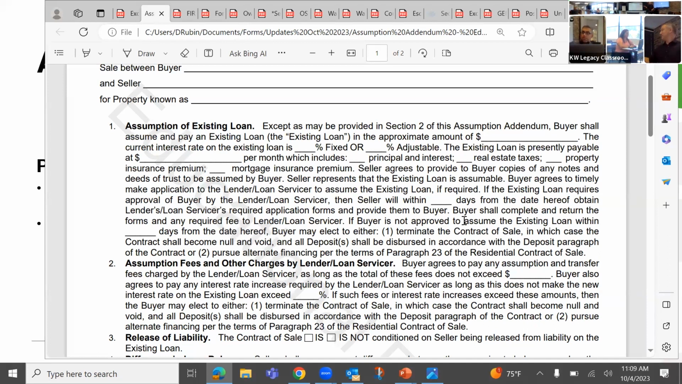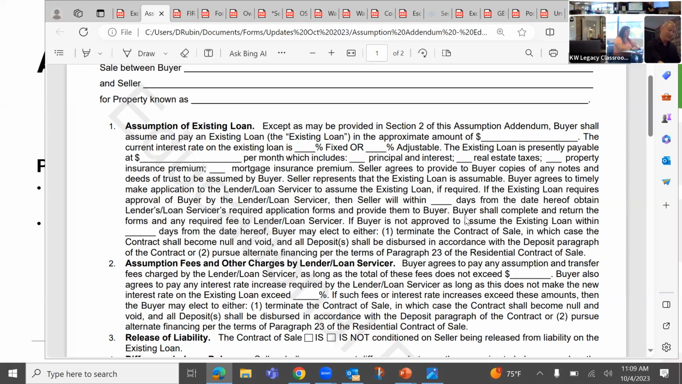So the important piece here that I want to highlight is that the buyer still needs to be approved for this assumption, right? So now instead of the buyer going out and getting their own loan with their own loan officer, the seller's lender basically has to step in. So there's going to be some time frame by which the seller needs to get certain qualification materials over to the buyer, and then the buyer needs to fill that stuff out.